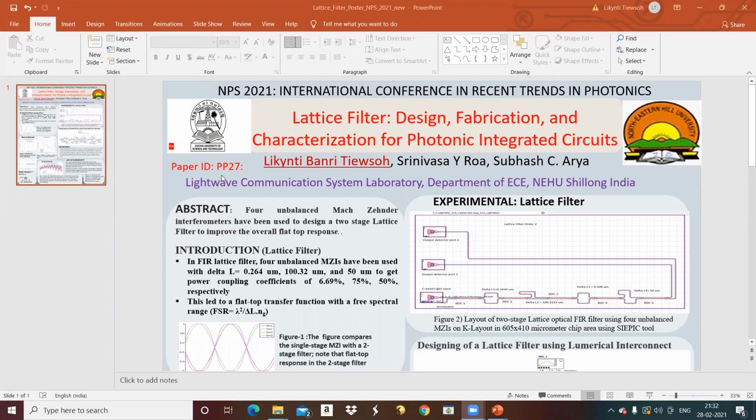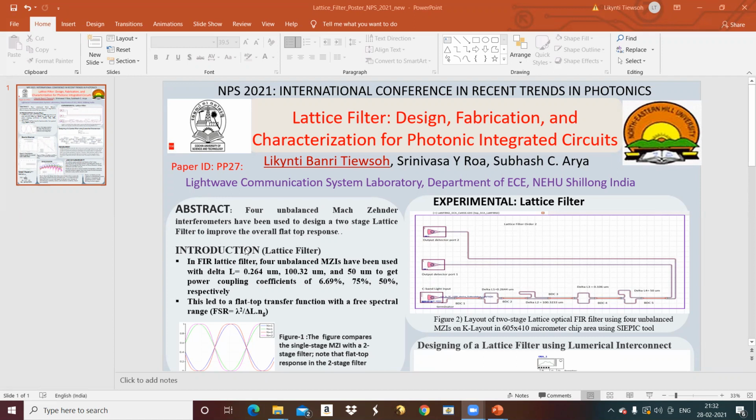Our paper ID is PP27, and the title of our paper is Lattice Filter Design, Fabrication, and Characterization for Photonic Integrated Circuits, which has also been prepared by Srinivasa Vairao and Subhash C. Aryal. We are from the Lightwave Communication System Laboratory, Department of ECE, NEHU, Shillong, India. Coming to the abstract, in our paper, we have used 4 unbalanced Mach-Zehnder interferometers to design a 2-stage lattice filter to improve the overall flat-top response.